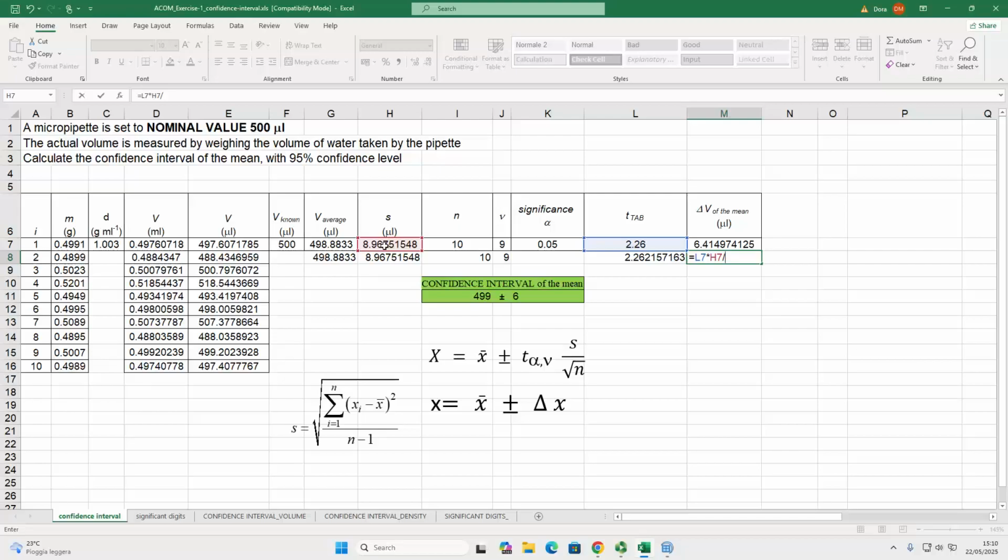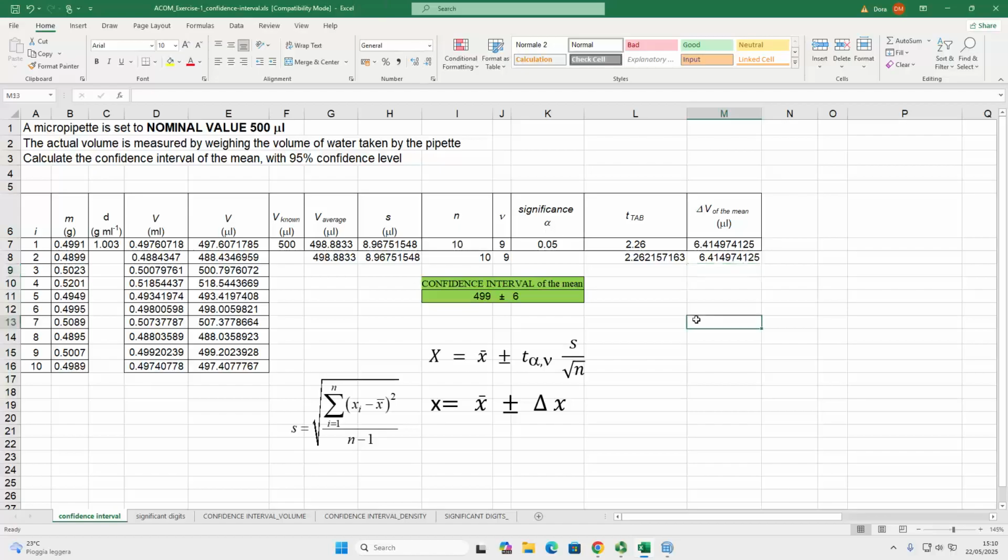divided by square root, which is a function. If you don't remember, you can go in the insert function, but it is easy. It is sqrt, square root, sqrt. Open the bracket. Now click on the cell containing the number of measurements, that is E7, and close the round bracket. And this is the result.